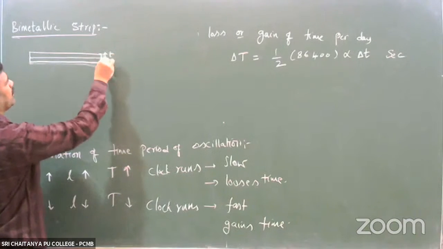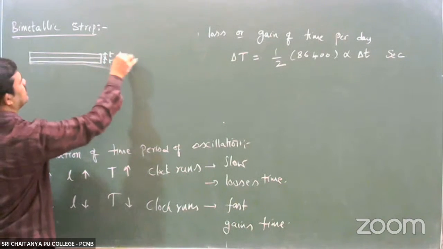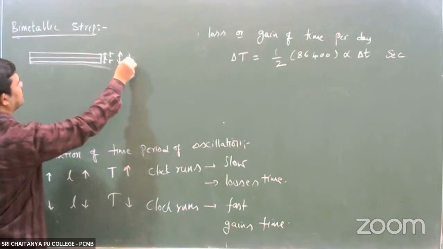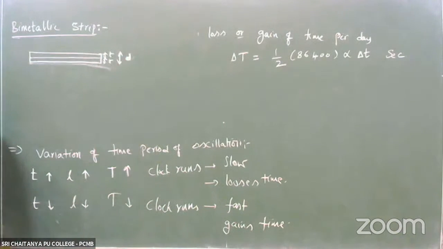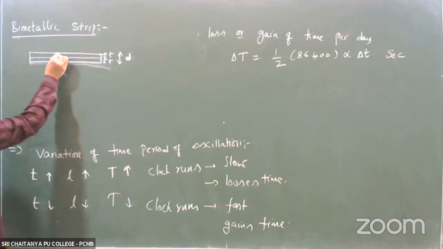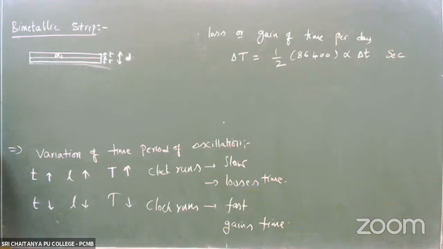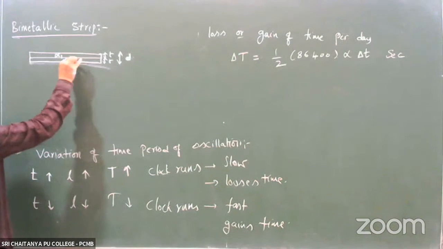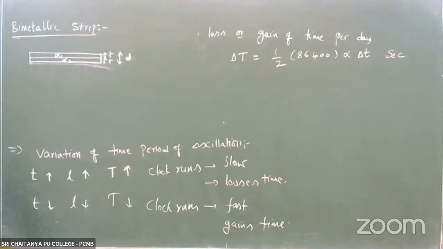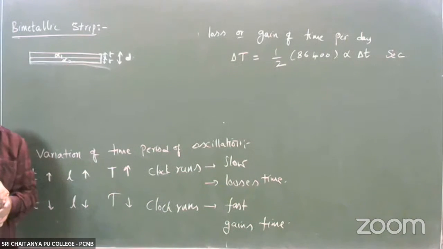If each is of thickness T, and the total thickness is taken as D, then D becomes 2T. The notations are also the same. This is made of material alpha 1. This is made of material alpha 2. So two metals of different material. Whenever the word different comes, their alpha values are different.